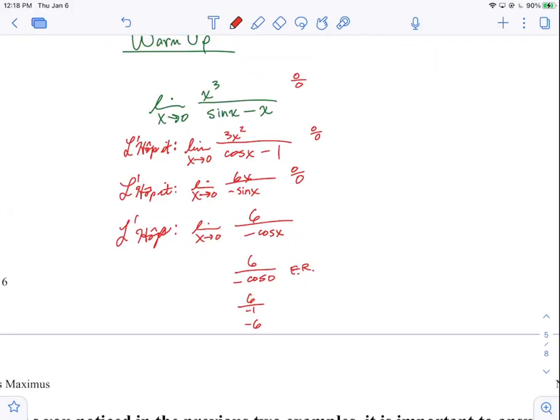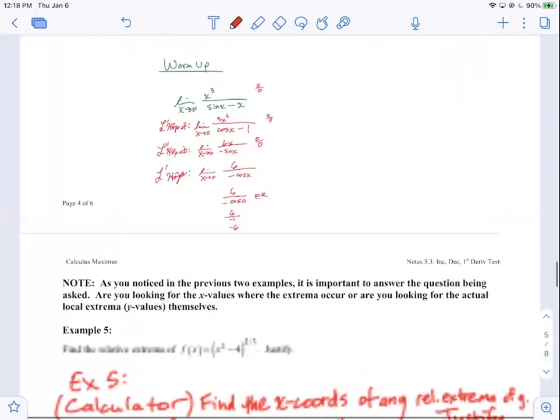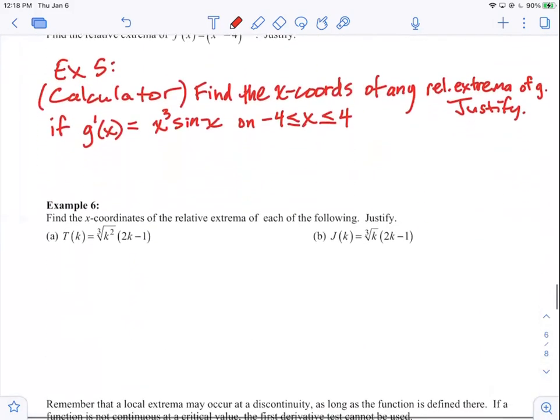This is in the ballpark of what you could see on the AP exam. Okay, there's not a lot of triples out there, but there are several doubles. We use it twice. Okay, moving on then.